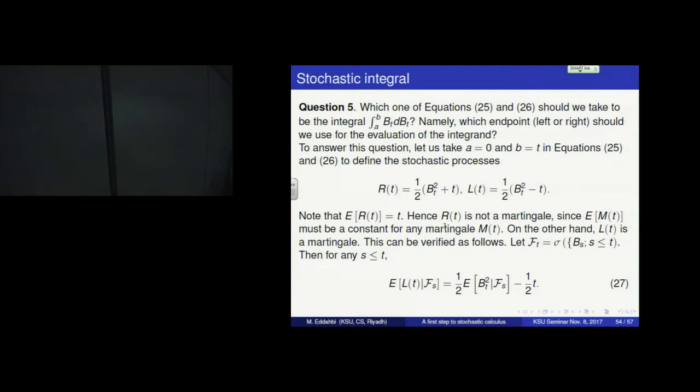What is a martingale? What are the properties of a martingale? If you take the expectation of a martingale, you get a constant. Always constant, if it is a martingale. If it is not a martingale, it is not constant. For example here, it is not constant because it is linear in t. But whenever you take the expectation of a martingale, you get a constant. You get the expectation of M naught. And this is what I wrote here.